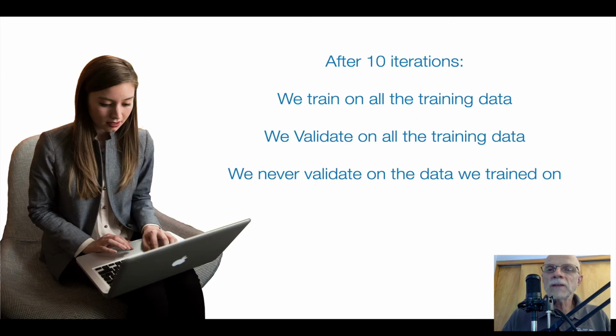So after 10 iterations, we've trained on all the data. We've trained on 9 buckets each time, but we keep leaving 1 out, so eventually we've trained on every single bit of data. And we've also validated on all the training data, although we never validated on the data we trained on. So in an instance of running through the algorithm, when we trained on 9 of the buckets, we validate the algorithm on just the 1 left out. So it's never the case that we're validating a classifier on the data that we trained on.